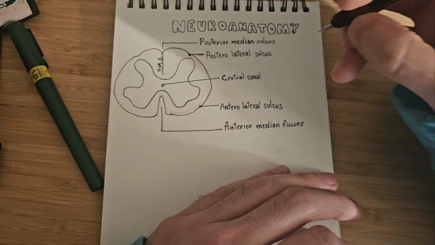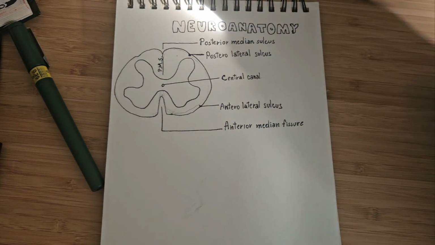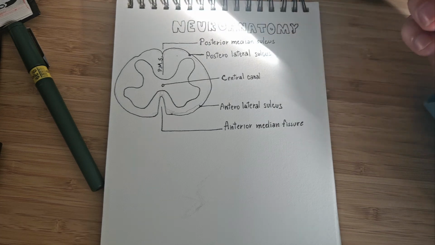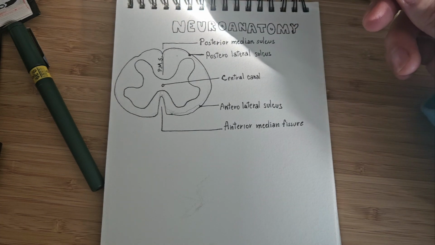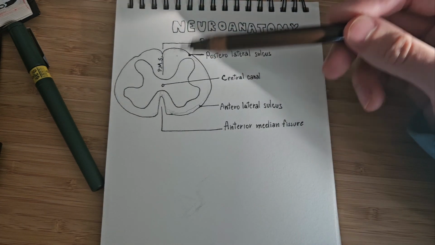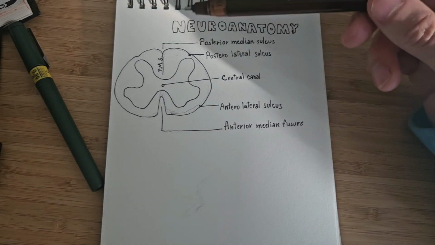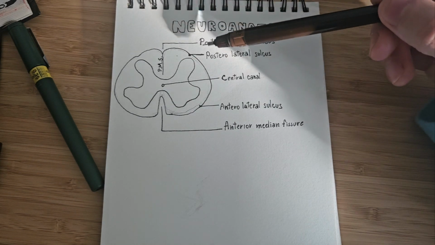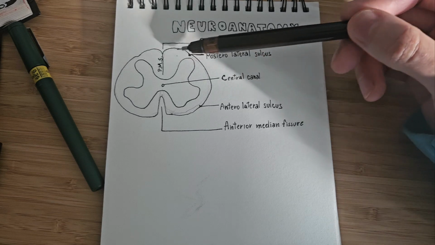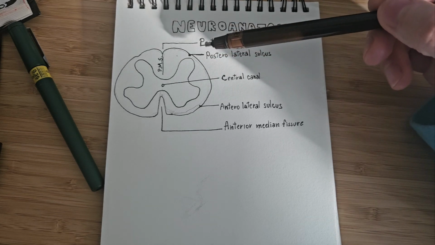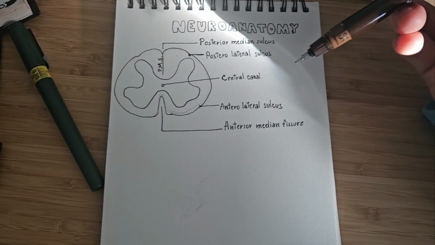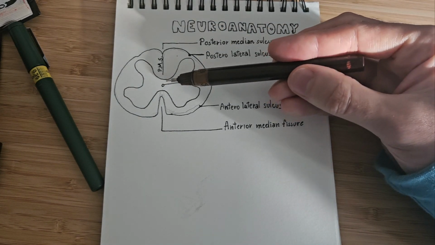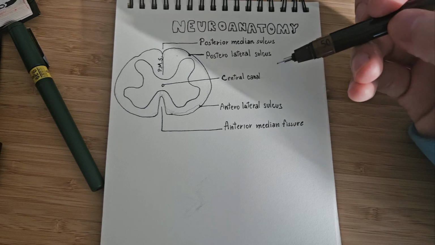Sulcus. Okay, on the posterior part of the spinal cord, we are going to find the posterior median sulcus and the posterior median septum. Then laterally to the posterior part, we are going to find the posterolateral sulcus. And then here in the center, you're going to find the central canal.